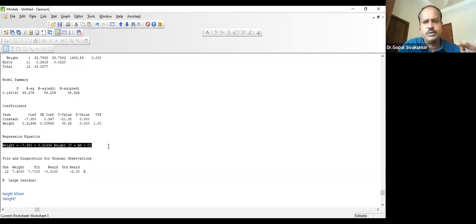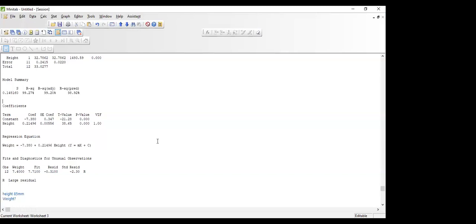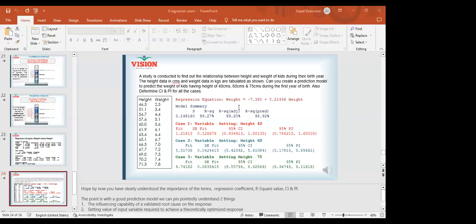But how good is your answer? That you need to refer to the R square value here. All of you understand? The same information is available in my slide also. You just have a look and then we can wind up. Can you see here?